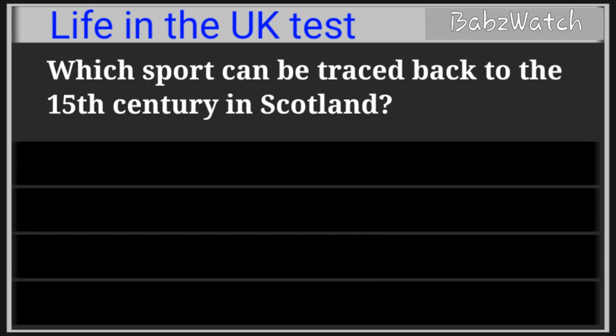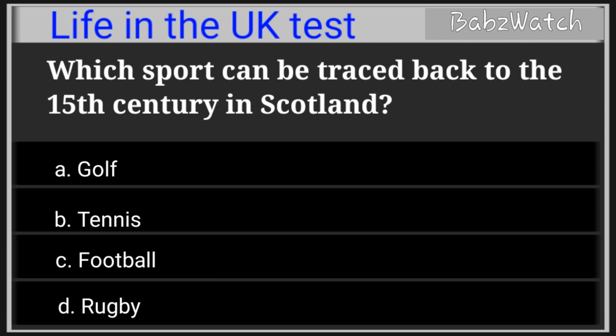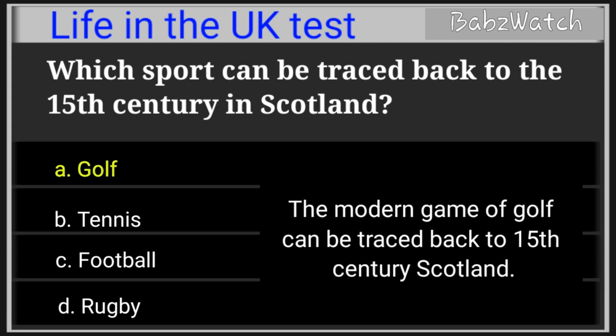Life in the UK. Question 11 of 24. Which sport can be traced back to the 15th century in Scotland? A. Golf. B. Tennis. C. Football. D. Rugby. The correct answer is A. Golf. The modern game of golf can be traced back to 15th century Scotland.